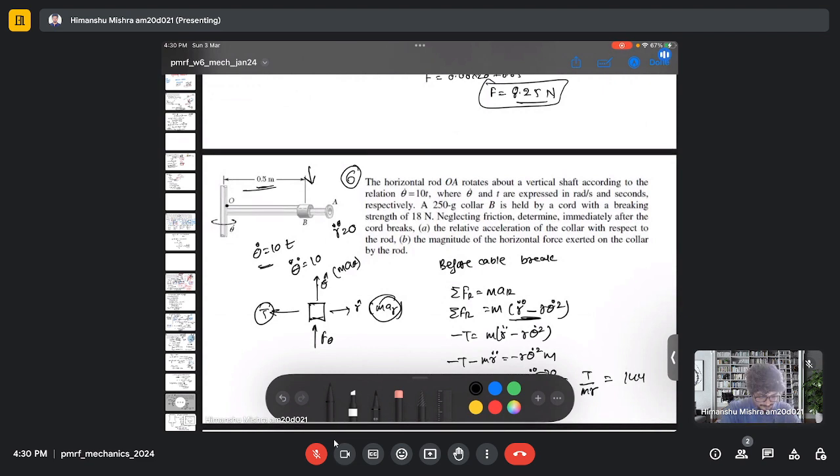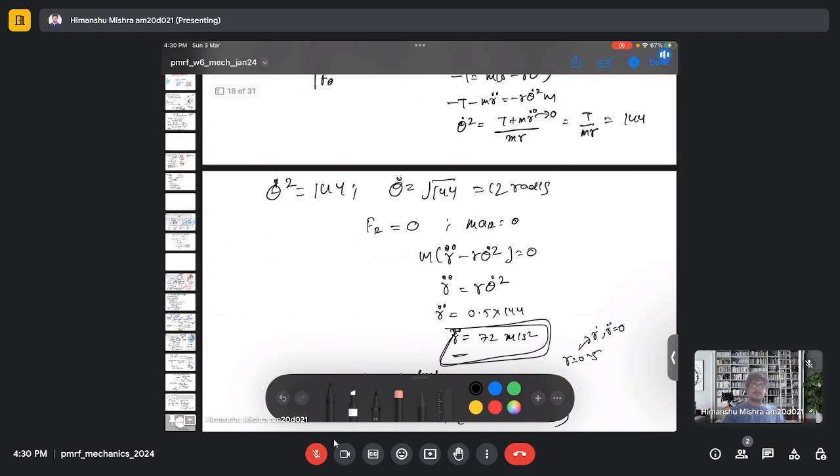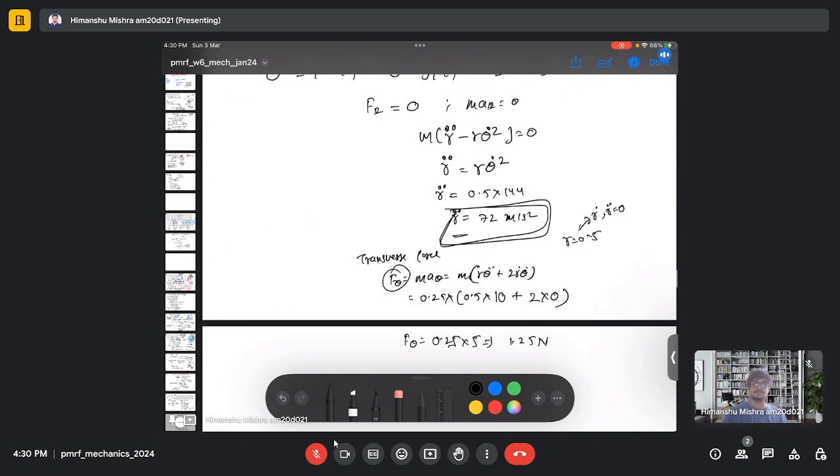So this is my force in the theta direction. Just to recap, we need to find the force and the acceleration of a collar which is moving after there is a breakage of the cable. After the breakage of the cable, the force in the radial direction will be 0, which means F r, which was equal to m a r, is 0, and from this I can calculate the acceleration, which is 72 meter per second square. Now, in order to calculate the transverse component of the force, I calculate F theta, which is given in terms of m a theta. So first I calculate a theta and then the force F theta.